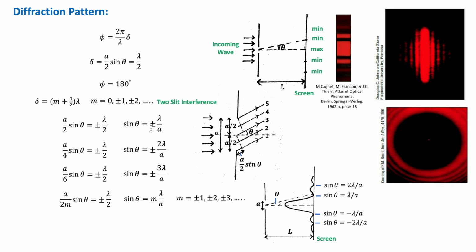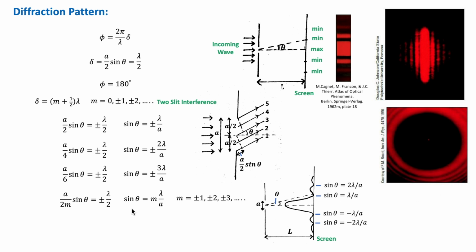So this equation can be written this way, and this is the condition for destructive interference. Waves from the upper half of the slit will interfere destructively with waves from the lower half. If we divide the slit into 4 parts instead of 2, and use the same reasoning of the path difference being equal to lambda over 2, we get this equation. If we divide the slit into 6 parts, we get this equation. And if we divide the slit into 2m parts, we get this equation. This is the condition for destructive interference.